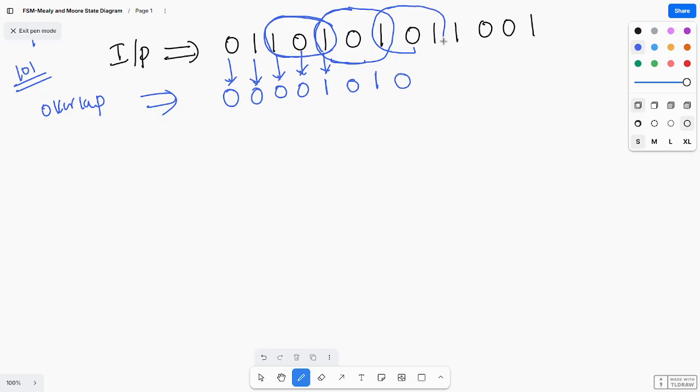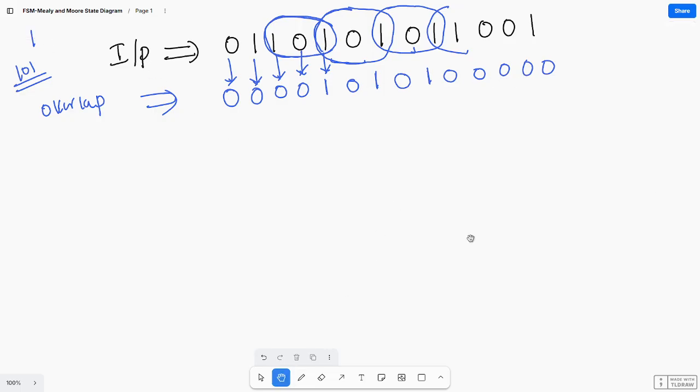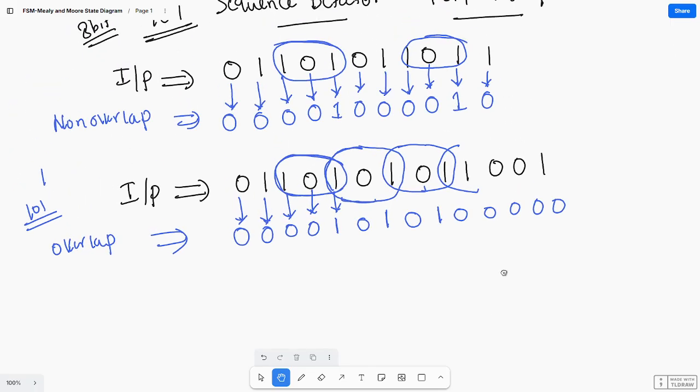1 0 1, I got the sequence. So that means output becomes 1. Okay, so the last bit of the sequence becomes the first bit of the sequence. 1 1 means anyway 0. Again 1 1 0 means 0. Again if you see here also 0 0 you will get. So like this, this is nothing but overlap sequence, non-overlap and overlap.